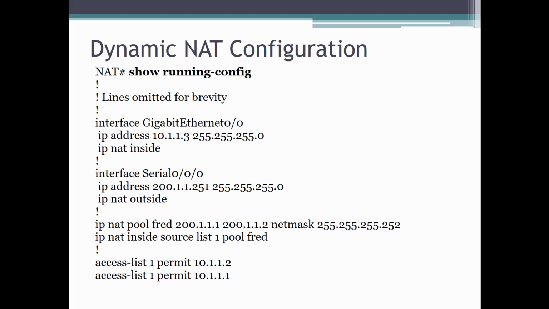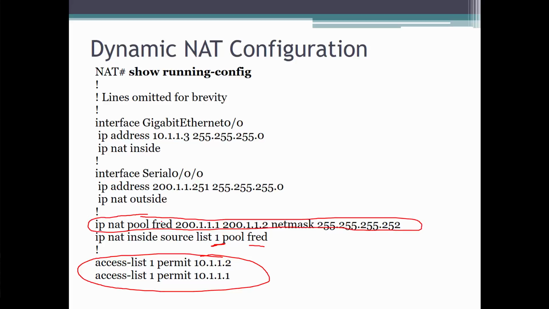So again, if we wanted to do a pool of addresses, we could do it right here. We'll do an access control list, and it will do the source list from our access list, and it will actually then assign those addresses to the Fred pool. And there is our Fred pool.